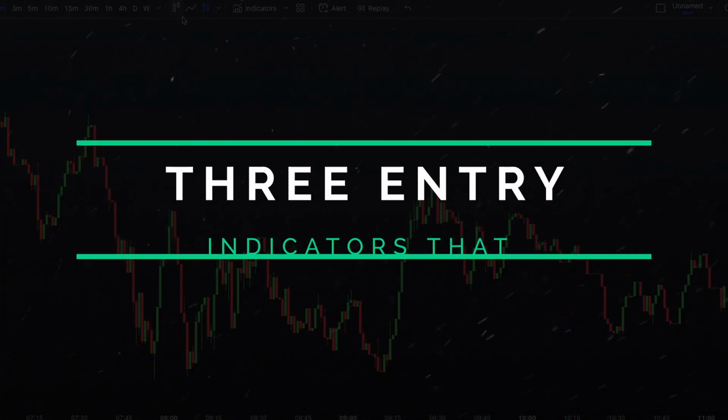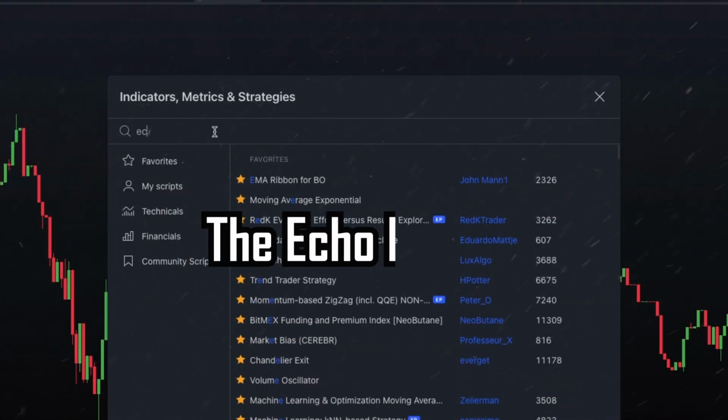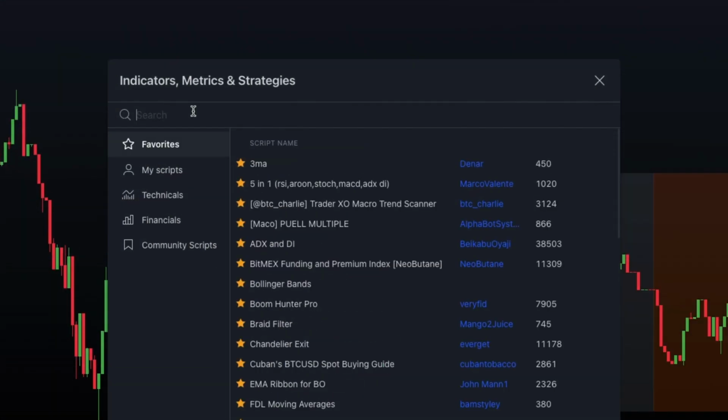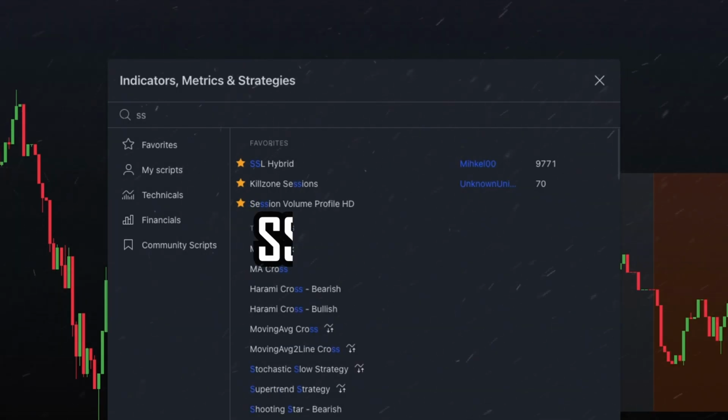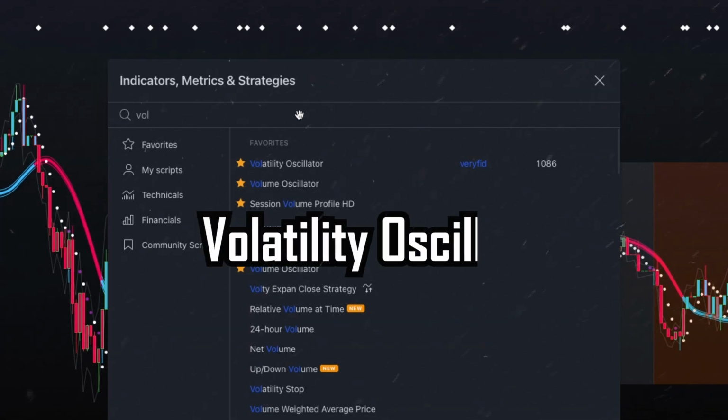First, we're going to need to get our free indicators. So go over to the indicators tab and type in the Echo Forecast by LuxAlgo. Then the second indicator we're going to need is the SSL Hybrid. And for the final indicator, we're going to need the Volatility Oscillator.